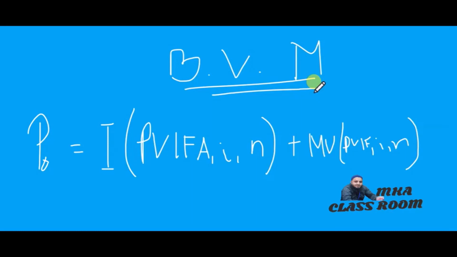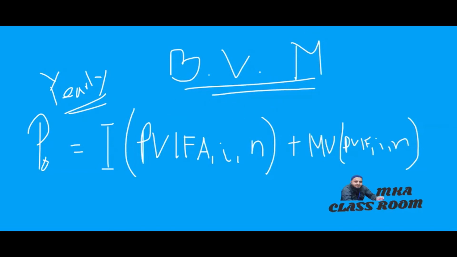That's why we use the present value interest factor annuity table. I, the rate of interest, and N, the number of periods to maturity of your bond, plus MV, the maturity value, PVIF. This is the formula for our bond valuations. We use this formula for yearly payments, but sometimes we have a semi-annual problem.